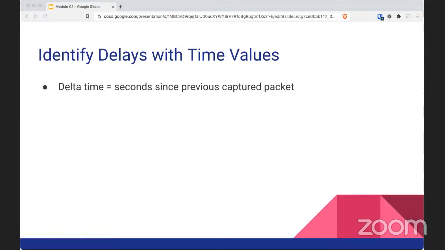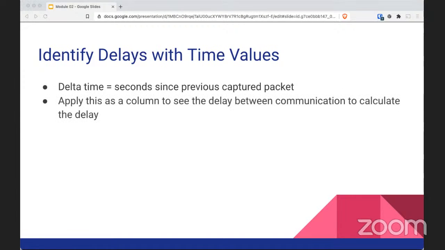You will see this term used a lot, the delta time. This is seconds since the previous captured packet. So if you have 2 packets, delta time on packet 2 is determined by when packet 1 happened. If you have 100 packets, packet number 59's time will be based off of packet 58. This is great to use when figuring out delays in communication.